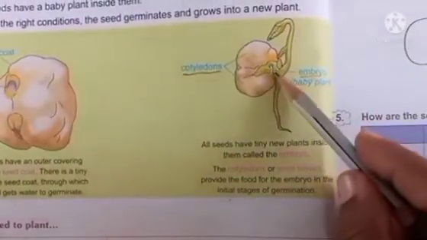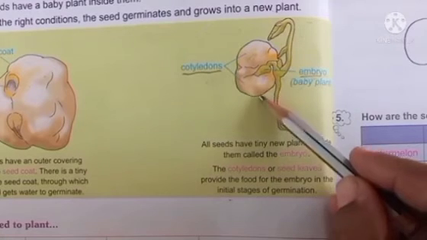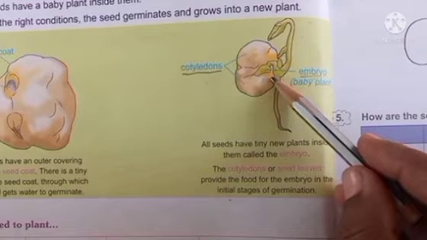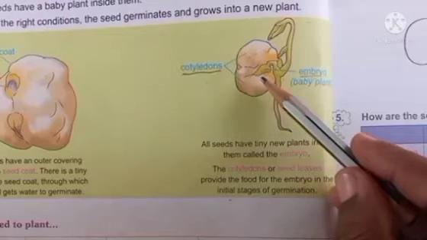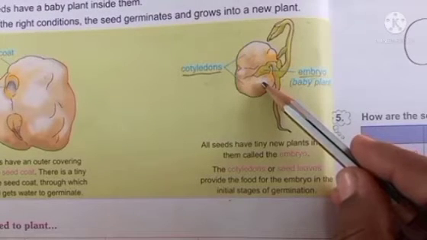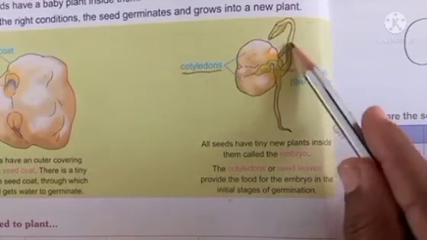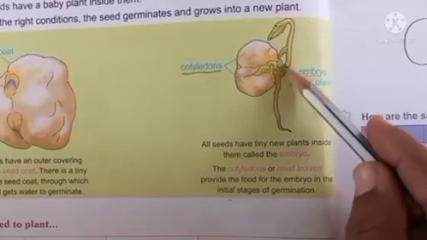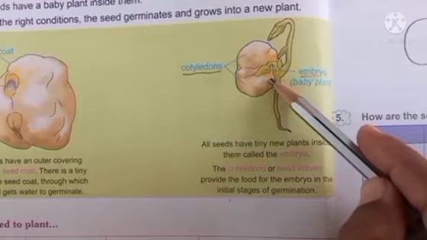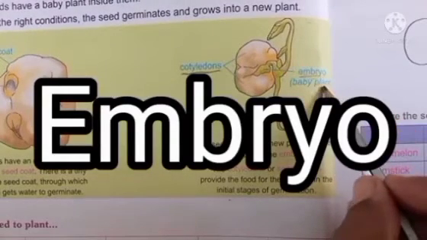Now in this picture you can see a potato or else a seed growing into a new baby plant. That baby plant which is growing here is called embryo. What is it called? Embryo.